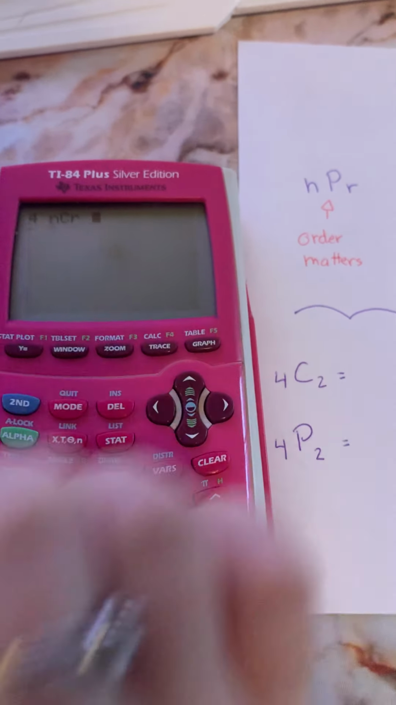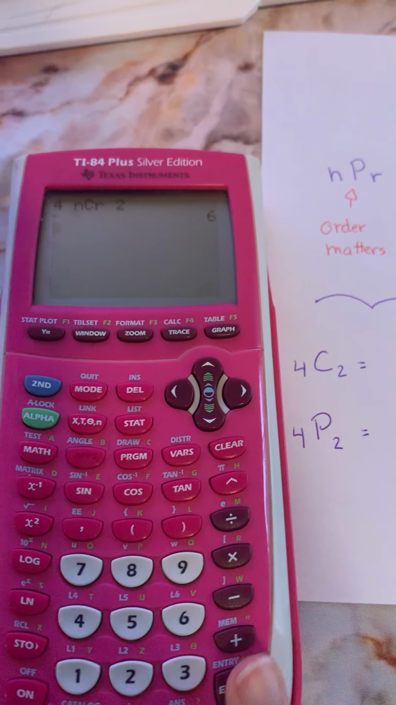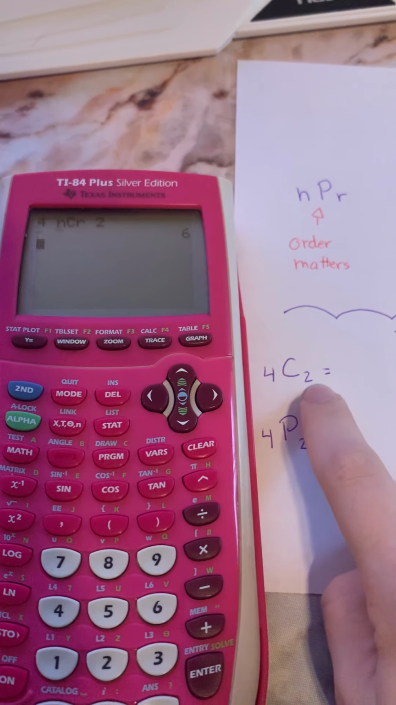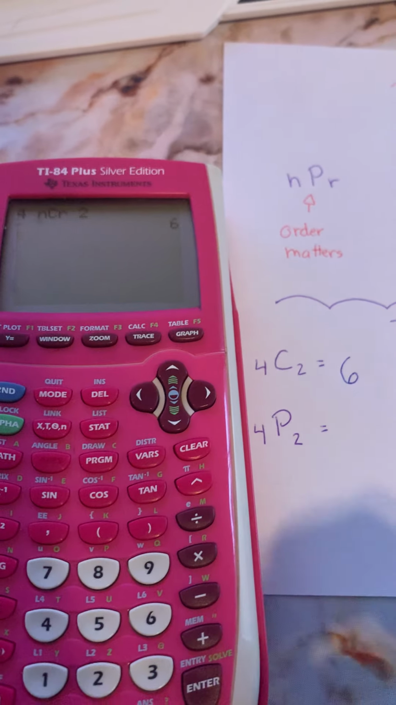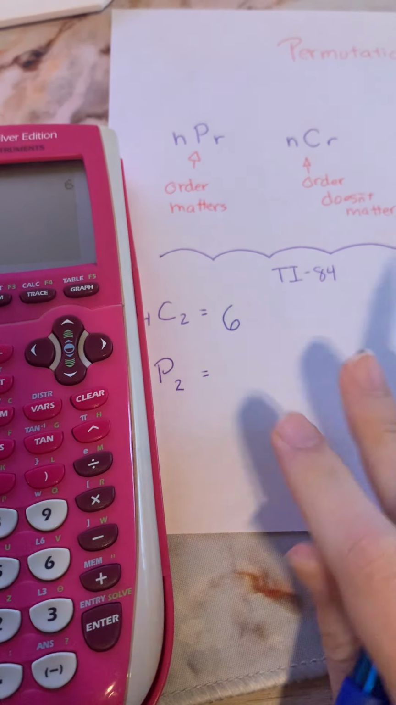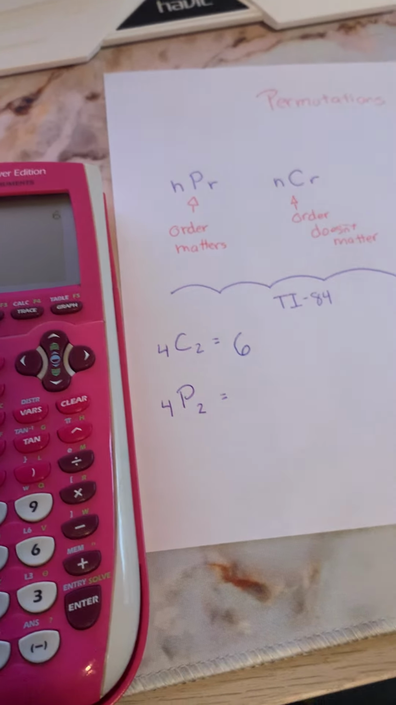And then you type the second number. Our second number is a 2. And then you hit enter. So there's 6 ways. So with 4 things, I want to pick 2 of the things. There's 6 options for picking 2 of the objects. In this one, this is where the order matters. So maybe you have 4 trophies and you want to display 2 of them. How many different orders are there for your trophies?